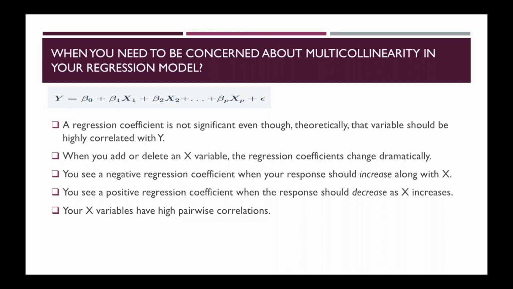Then you see a negative regression coefficient when your response should increase along with x. For example, let us say the area and the sales price. If the area is increasing, generally the sales price increases. So this is a kind of relationship between the area and the sales price. And when we arrive at the equation, if the beta coefficient corresponding to the area is negative, it means that our model is not correct. Some problem is there with our model.